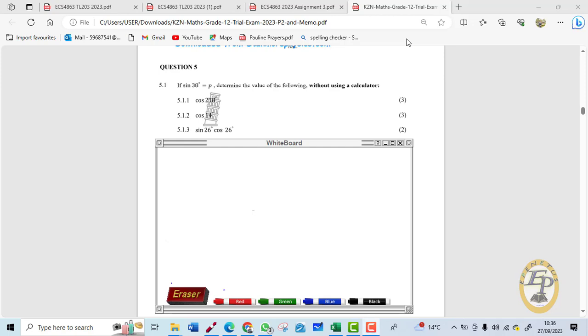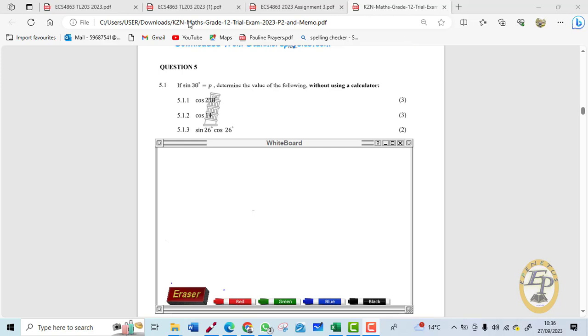Okay, welcome guys. Let's do this past exam paper from KZN trial paper 2 2023, question number 5 that has to do with trigonometry. Here it says we're given sine 38 equals p, determine the value of the following without using a calculator. So number one, we're given sine.